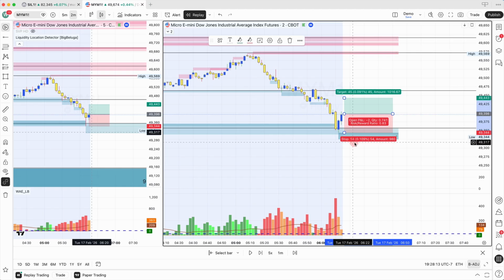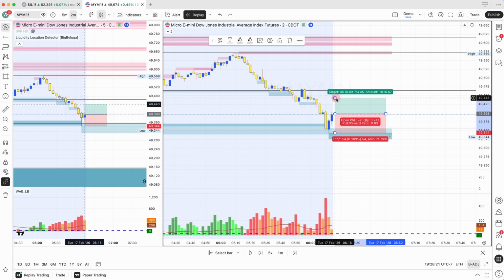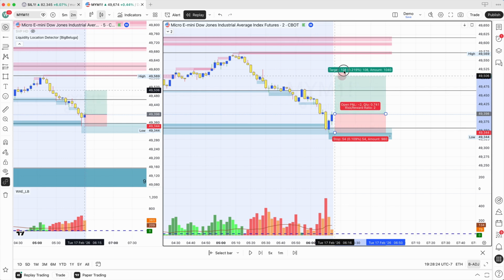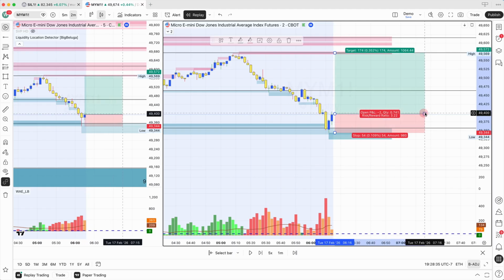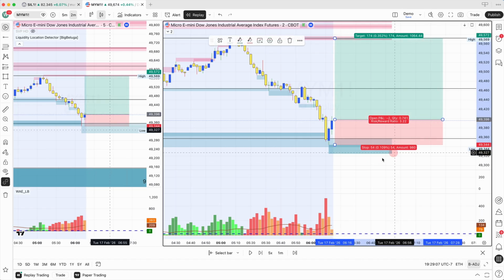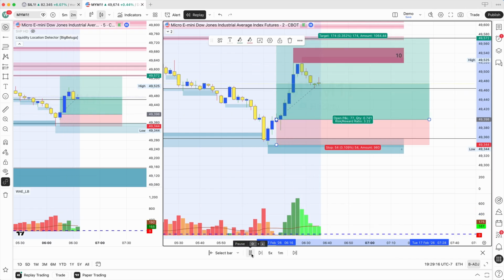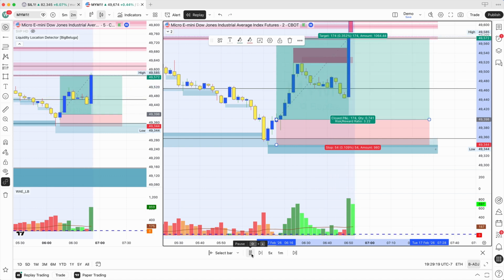That's $26. Is that right? 54 divided by 2, $27. Okay. And I'm going to target that old level of liquidity, which is 177, we'll call it 174 points, 50 cents a tick, $87. Let's see what happens. Voila.